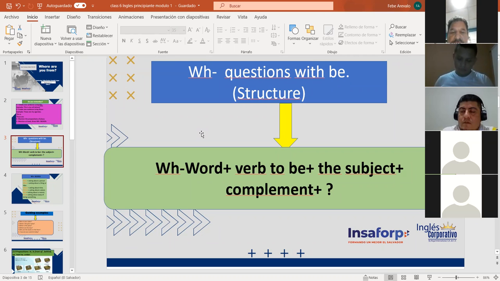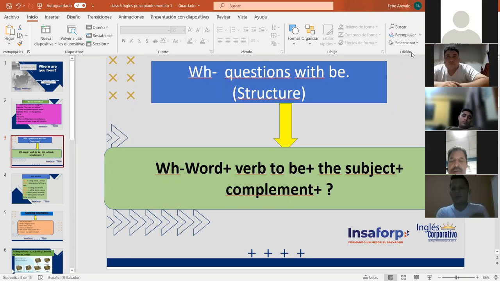Yes. WH word plus verb to be plus the subject plus complement in, I don't remember, please. Question mark. Thank you. Very good. Thanks for letting me know. Gracias por decirme. Porque así les puedo auxiliar yo, ¿verdad?